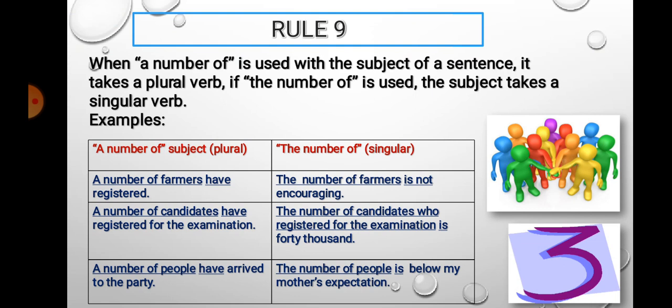Example 1. A number of farmers have registered. The number of farmers is not encouraging. Good. A number of candidates have registered for the examination.